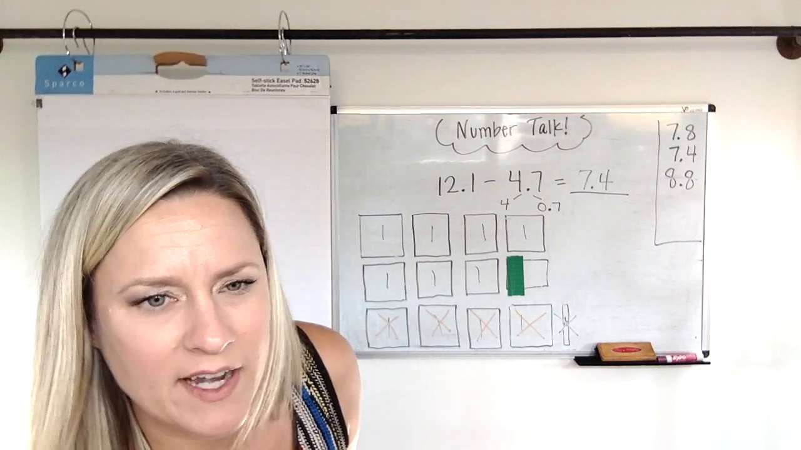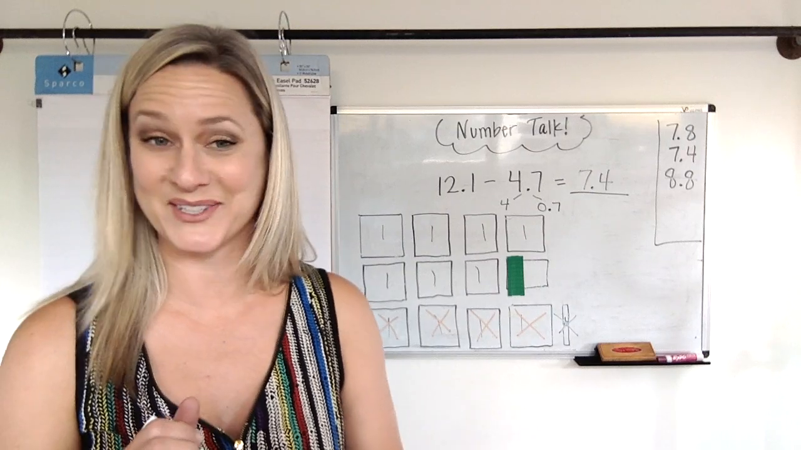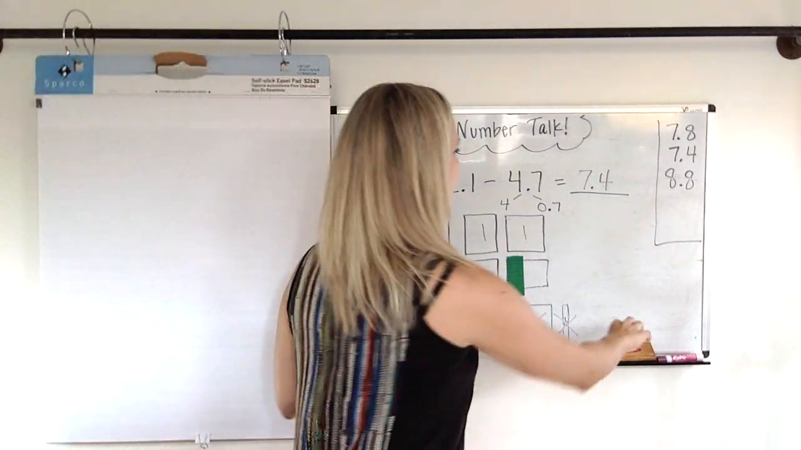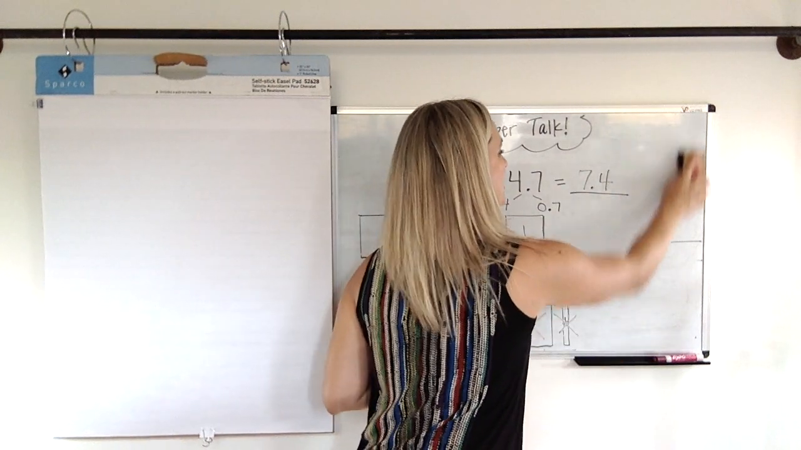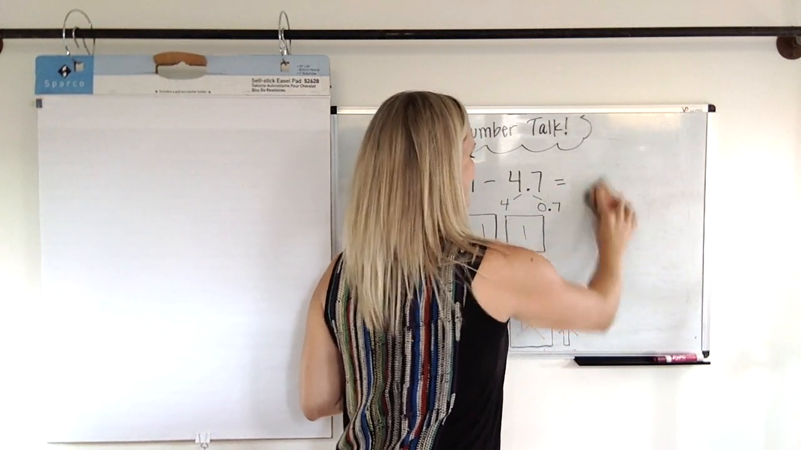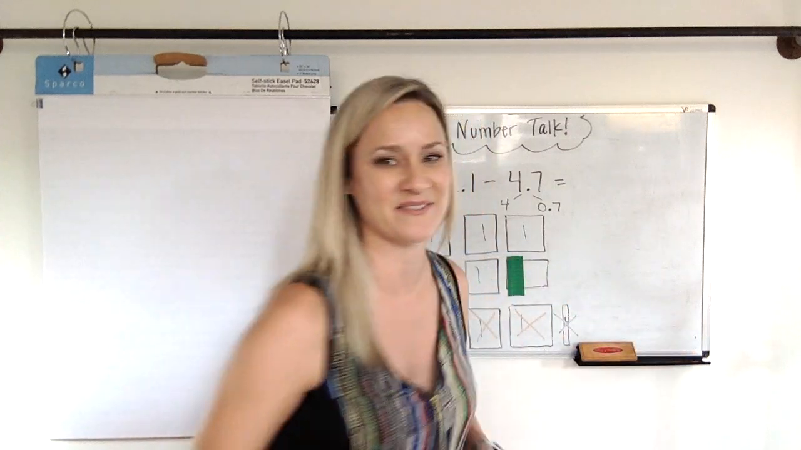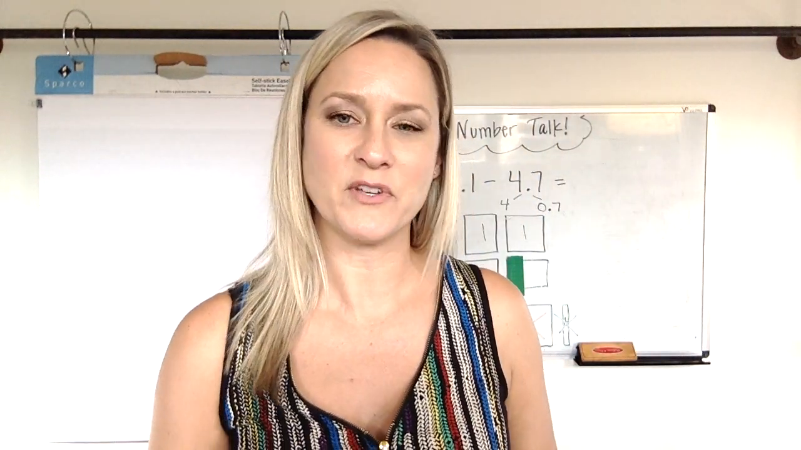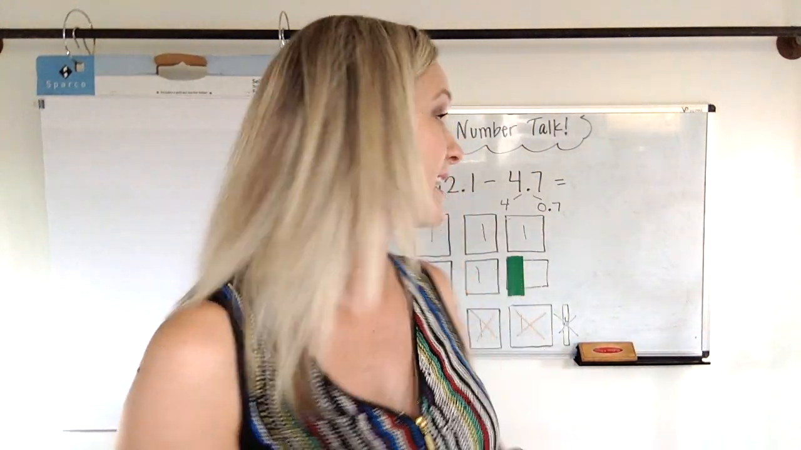So let's see if we can find another way. I'm trying to guess your strategies. I'm hoping I get a lot of your ways of thinking, but you can always tell me in the comments. Sometimes I don't get kids' ways of thinking, and I like to learn new ways for myself and my strategy bank. So I'm going to guess that some of you may be thinking in negative numbers.